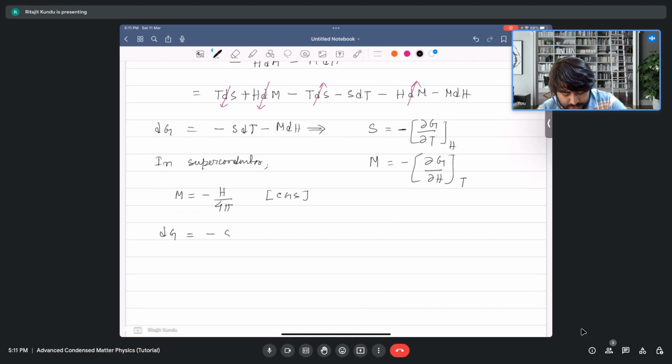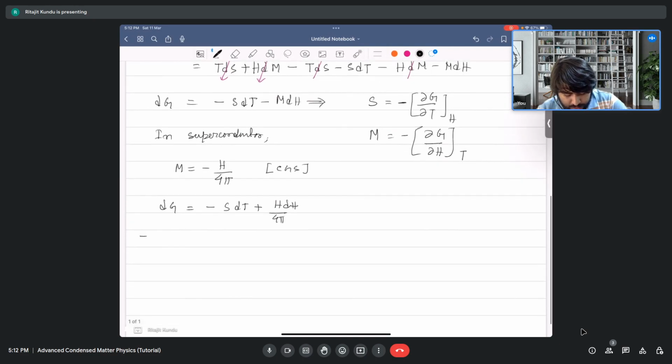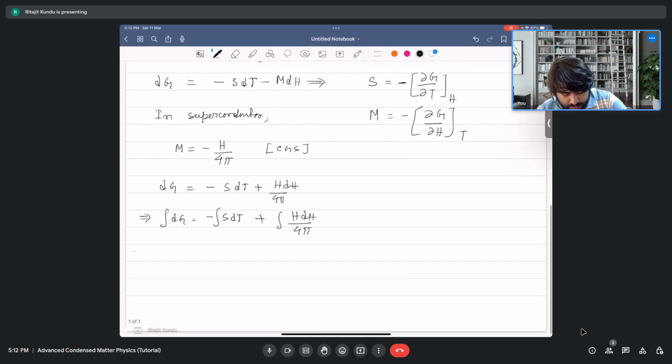dG is equal to -S dT minus M dH, where M is again H by 4π, right? So now we can actually integrate over this whole equation. So dG is equal to minus S dT plus the integration of H dH by 4π. Okay, so basically we can write this whole integration as this thing.